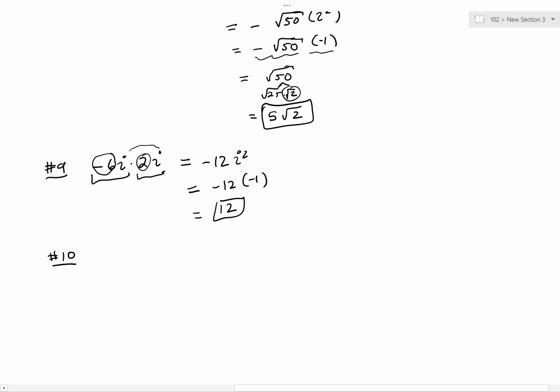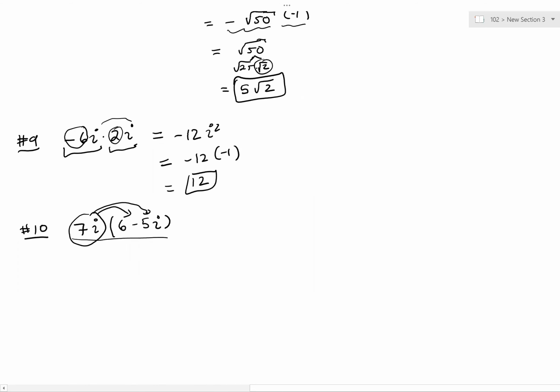Let's check out number 10 here. We're going to multiply the purely imaginary number 7i times not real and not imaginary, but just a general complex number, 6 minus 5i. All of the multiplication that you know from previous classes, the foiling, the distribution, all that stuff, it's still the same. So here I'm multiplying a number times two other numbers. So I'm going to distribute that 7i into those parentheses.